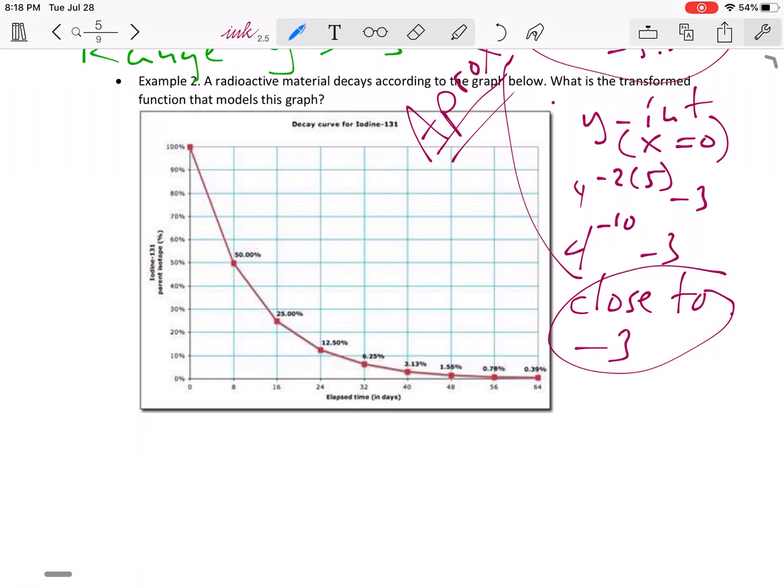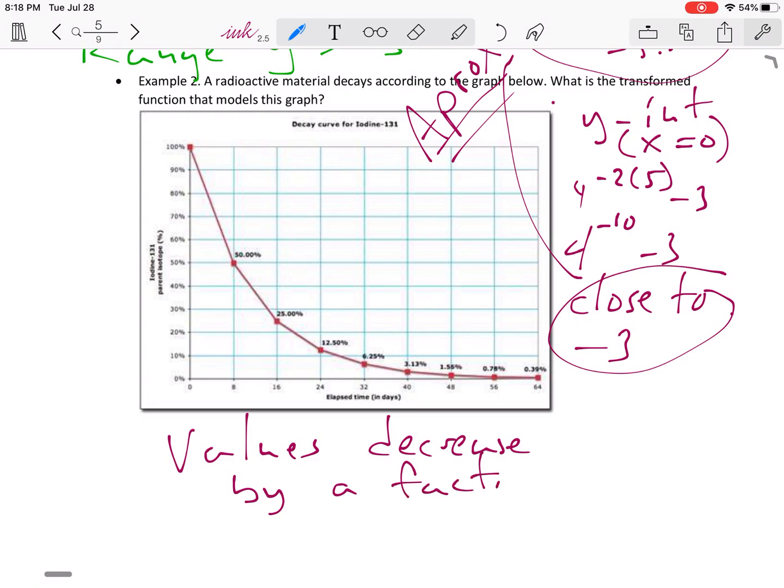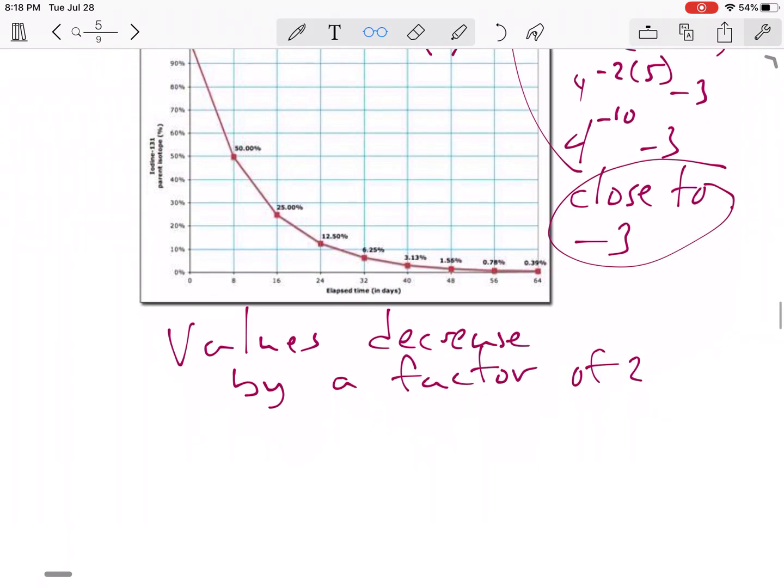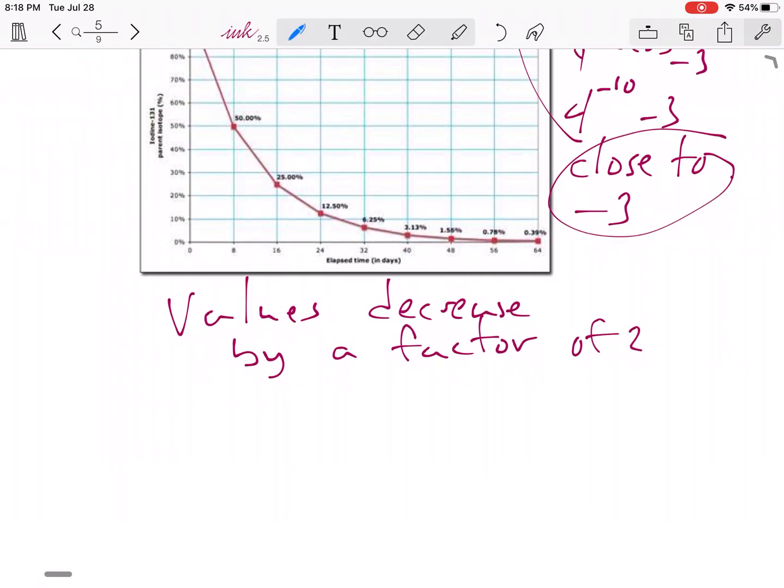So it keeps getting chopped in half. And so what's happening here is the values decrease. So this is a decreasing exponential, decreasing by a factor of 2. So what we can start off with here as a base function is y equals 1/2 to the power of x. Okay, so this is our base function.